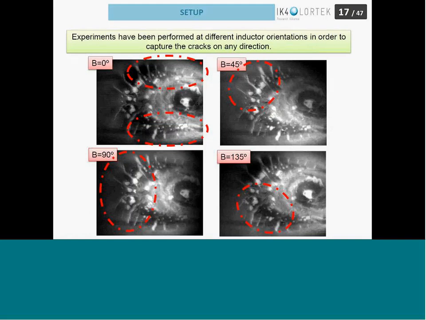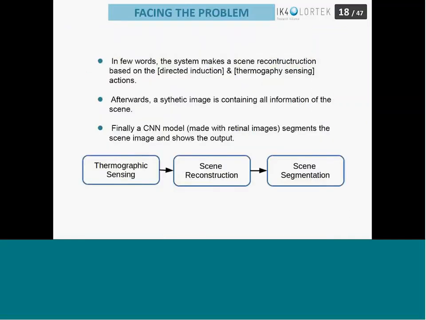So, with all this information, right now, Ramon is going to explain how he has processed these images in order to obtain the defects that appear here. This is the part of the thermography sensing. Now we collect the data, and we are going to use the data in order to provide a solution. The scheme is in these 3 blocks. Thermographical sensing. After that, we are going to apply a scene reconstruction, and finally, the scene segmentation.